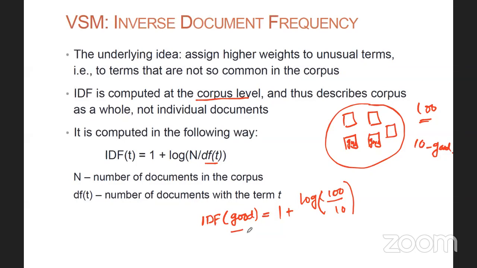Okay, so this is another method we can use. Let me repeat. The IDF, inverse document frequency of a term, is 1 plus log of the number of documents in the corpus, divided by the number of documents containing the term. Out of 100, there are 10 documents where the word good is there, that is 10. So this gives me the IDF of good.